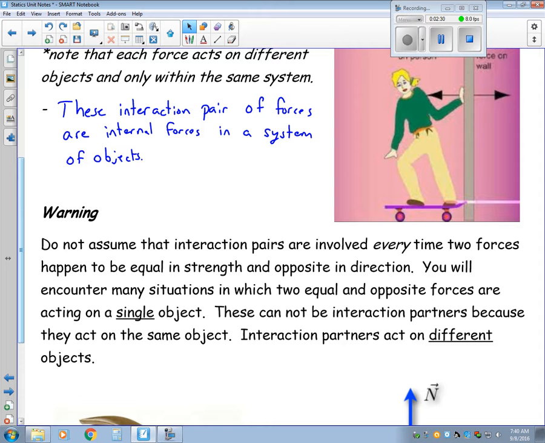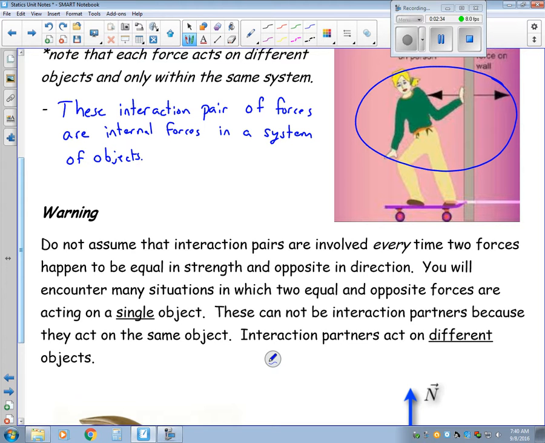So here, what we have is a girl-wall system. And then these two forces, these interaction forces, are internal forces inside this girl-wall system.